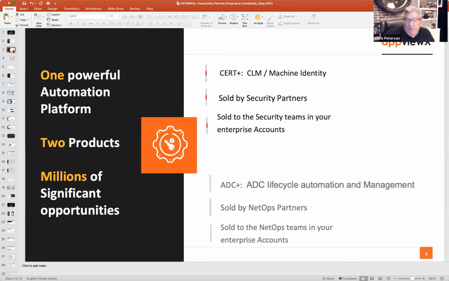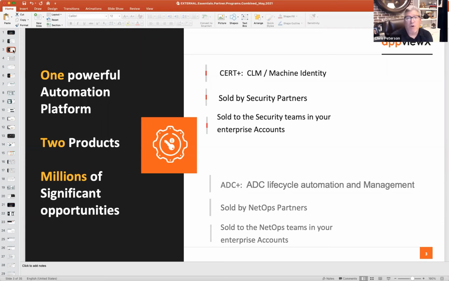So first of all, I want to explain that AppViewX has a very powerful automation platform, and sitting on top of that platform are two distinct products. The first one is CERT Plus, and this is our certificate lifecycle management / machine identity product. I'm going to focus on that today because primarily it's security partners on the webinar, and this particular product is sold to the security teams in your enterprise accounts.